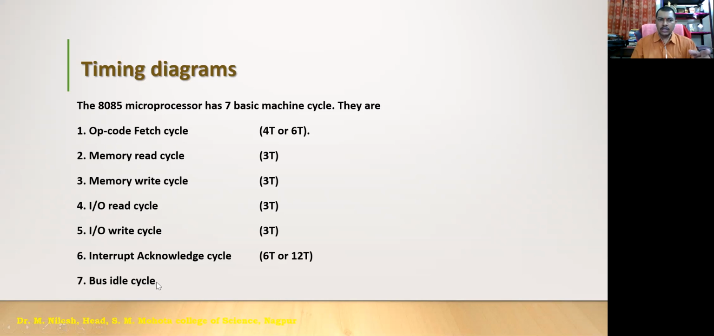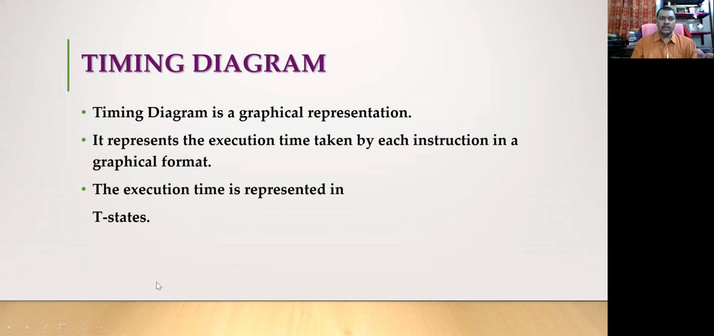So these are some of the timing diagrams. Then what are timing diagrams? They are actually the graphical representations of the clock pulses. They represent the execution time taken by each instruction in a graphical format. We are going to learn that. The execution time is represented in T states: T1, T2, T3, T4. So this is how it is being represented.